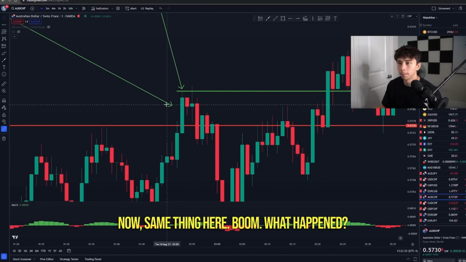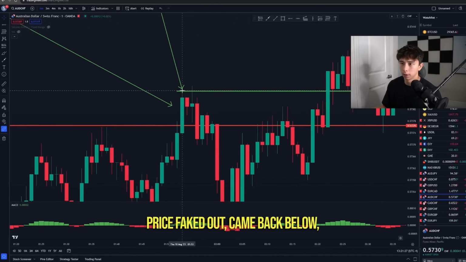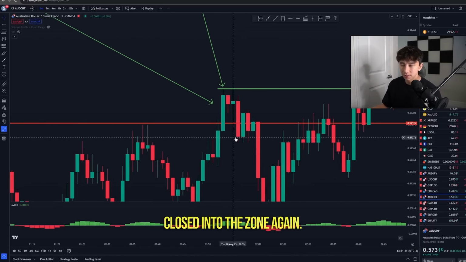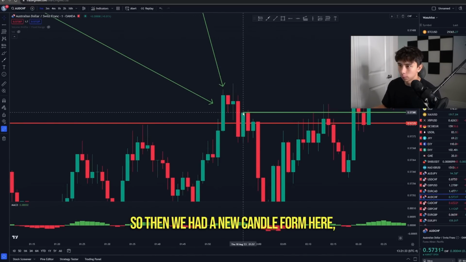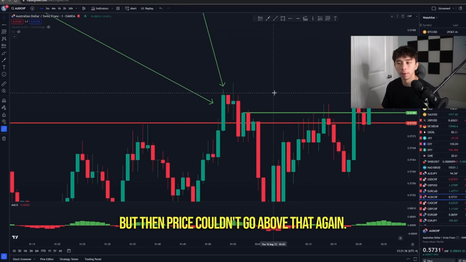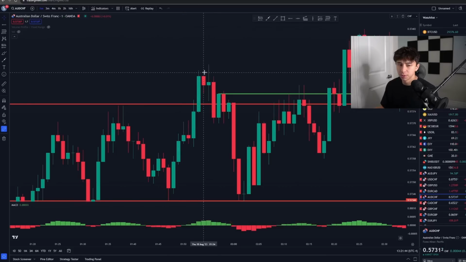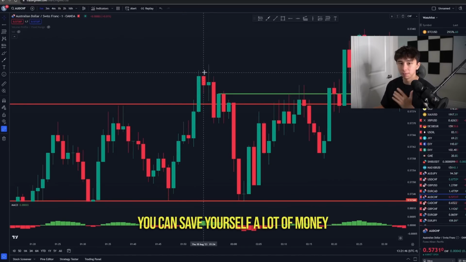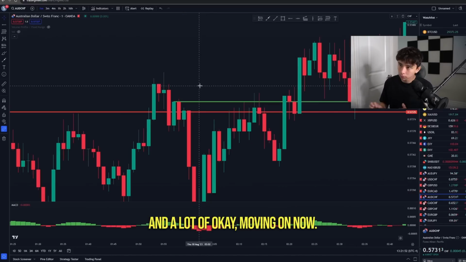Now, same thing here. Boom. What happened? Price faked out, came back below, closed into the zone again. So then we had a new candle form here, but then price couldn't go above that again. So that's another fake out right there. If you can learn to spot these fake outs, you can save yourself a lot of money. Okay, moving on now.